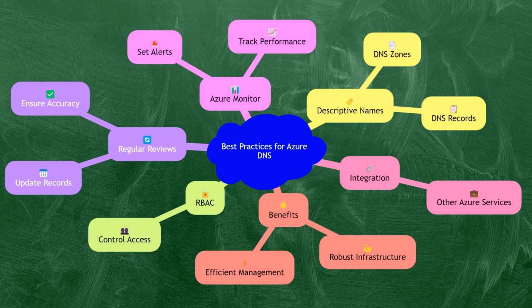To get the most out of Azure DNS, it's important to follow best practices. Use descriptive names for your DNS zones and records to make management easier. Implement RBAC to control access to your DNS resources. Regularly review and update your DNS records to ensure they are accurate and up to date. Use Azure Monitor to track DNS performance and set up alerts for potential issues. Integrate Azure DNS with other Azure services to enhance performance and reliability. By following these best practices, you can ensure a robust and efficient DNS infrastructure.